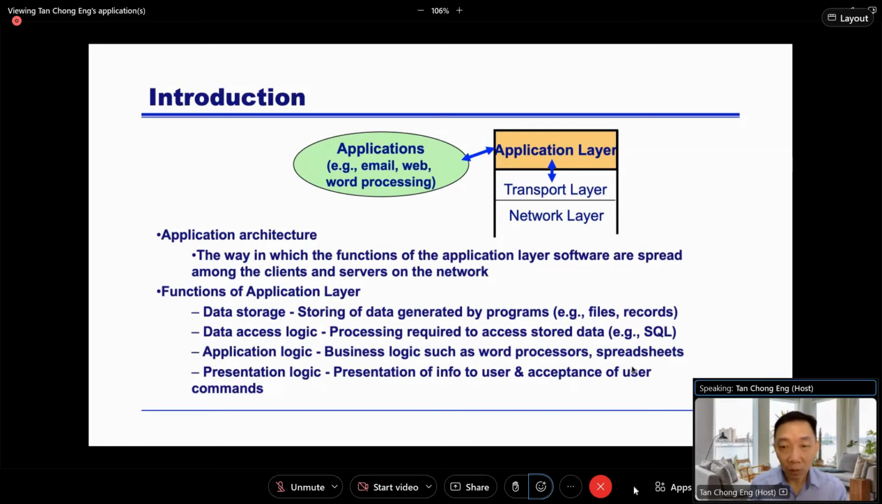Your SQL server. So it actually belongs to the data access logic. It will help you to manage your large amount of data. They help you to manage. And the third one is application logic, which is actually the business logic, the intelligence.